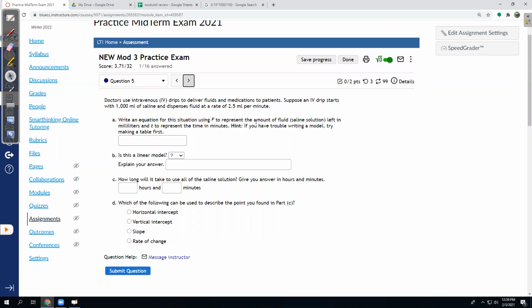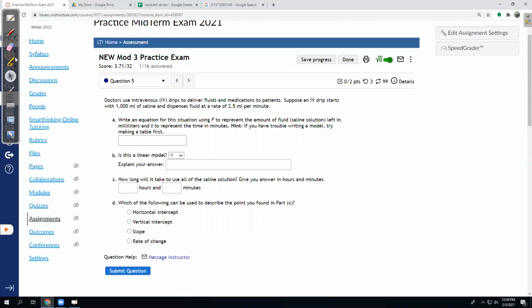We've got a doctor who uses an intravenous drip to deliver fluids and medications to patients. Suppose an IV drip starts with 1,000 milliliters of saline and then dispenses fluid at a rate of 2.5 milliliters per minute. And so I'm looking at this and saying, okay, I start with this much and I'm dispensing fluid. So that means giving it out. So this rate is really a negative. And that's the hardest thing, I think, to realize about this problem up front.